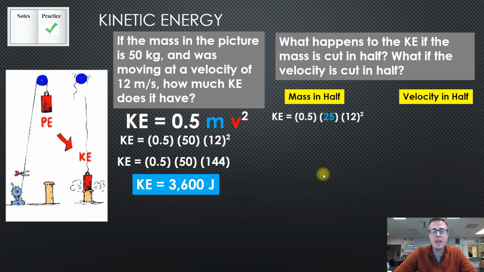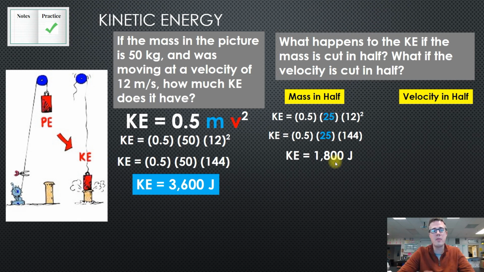So if we cut the mass in half, instead of 50, we're going to have 25. Still going to do our squaring first. So 12 squared is 144 times 25 times 1/2, and we get 1,800 joules, which is half of 3,600. So cutting the mass in half still cuts the energy in half, just like we did in potential energy. So no matter what happens, whichever energy you're looking at, if you're using an object that you've cut the mass in half, you're going to cut the energy in half too.